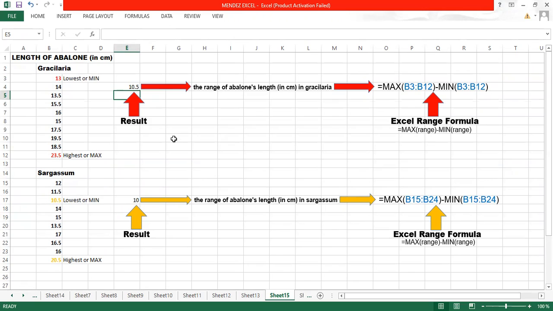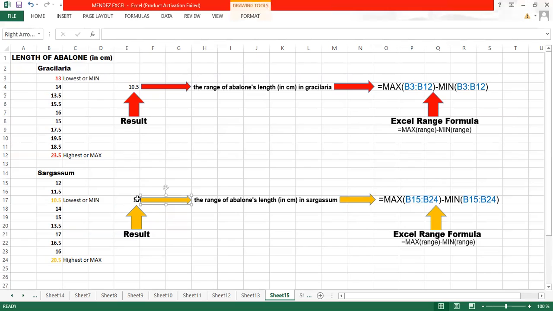For group B or sargassum, the highlighted cells are in column B, in rows 15 until 24. So our Excel function is equals max, open parenthesis, B15 to B24, close parenthesis, minus min, open parenthesis, B15 to B24, then close parenthesis. I will show you the actual computation.